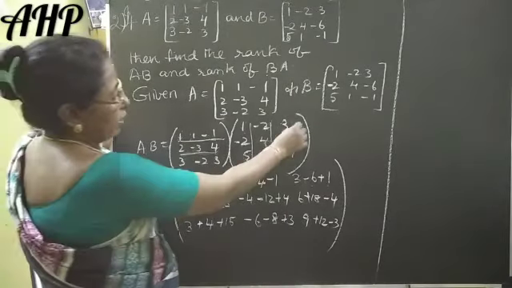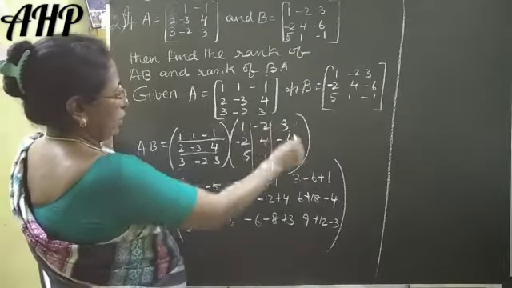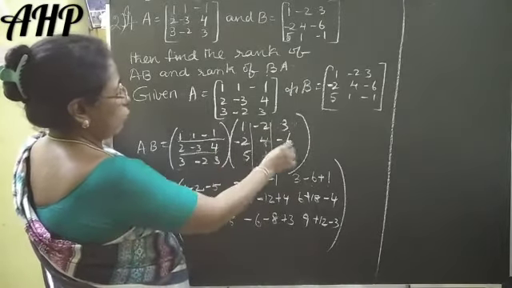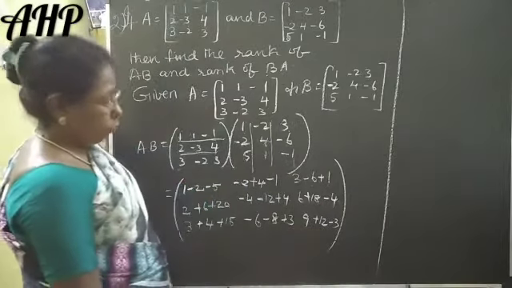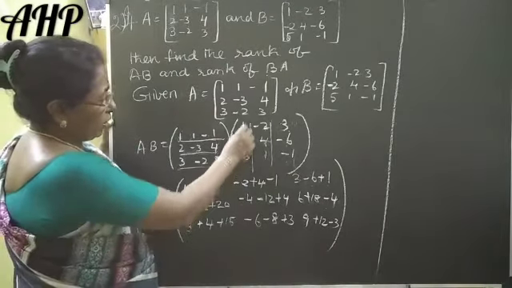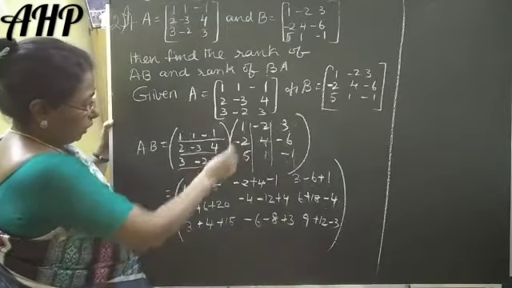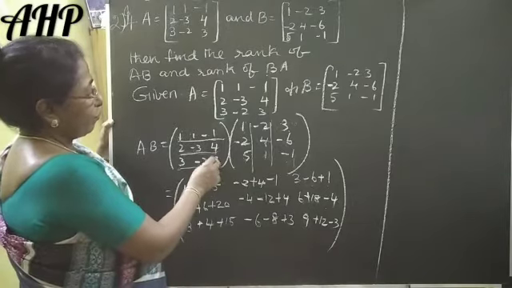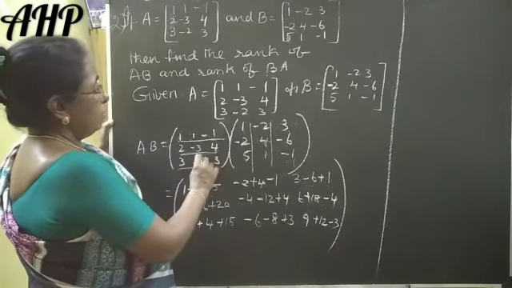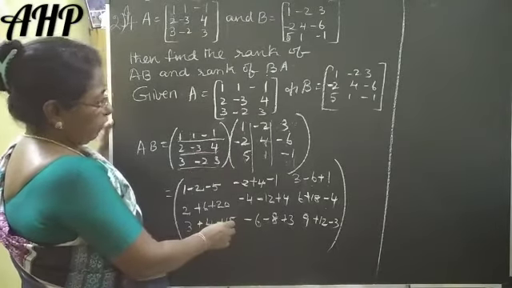Then second row with the third column. 2 into 3, 6, minus 3 into minus 6, plus 18, 4 into minus 1, minus 4. Then the third row with the first column. 3 into 1, 3, minus 2 into minus 2, plus 4. Then 3 into 5, 15.